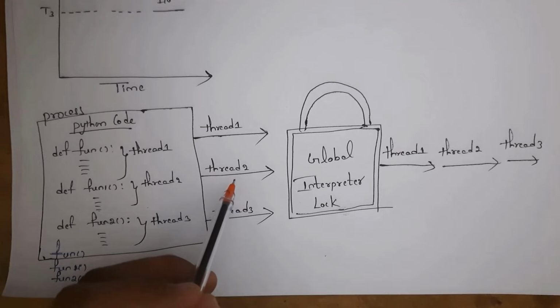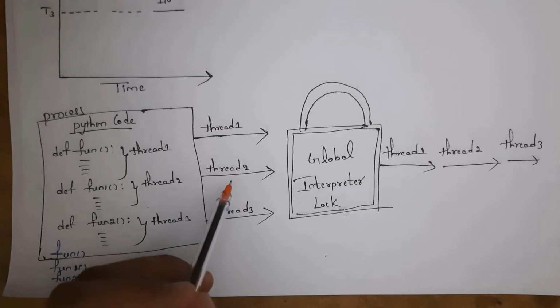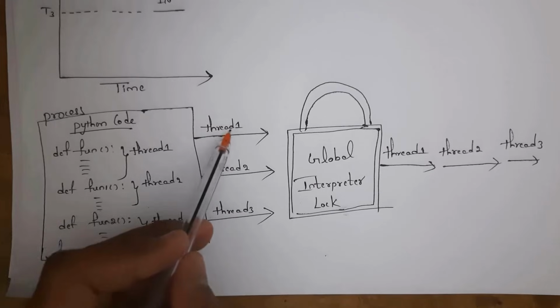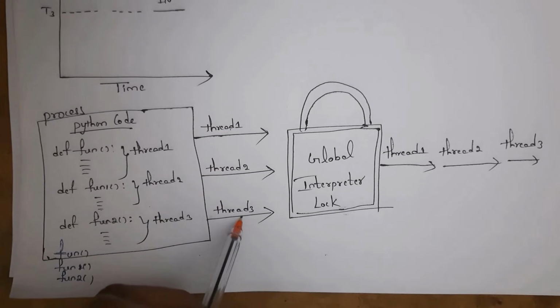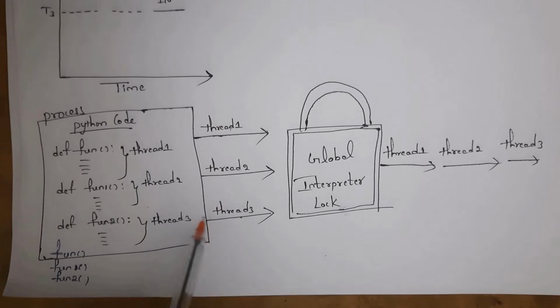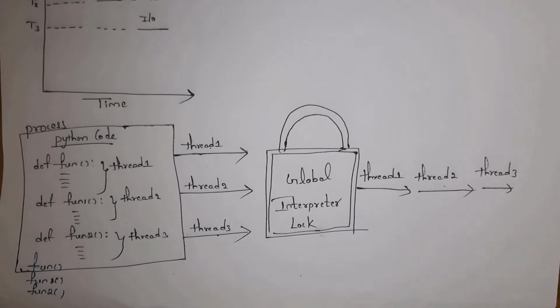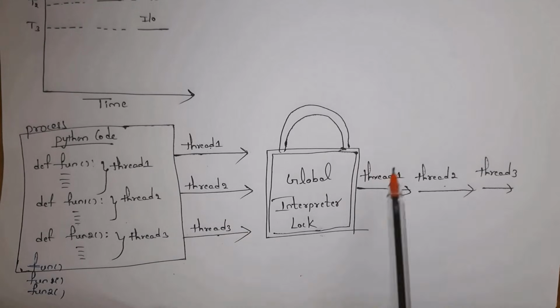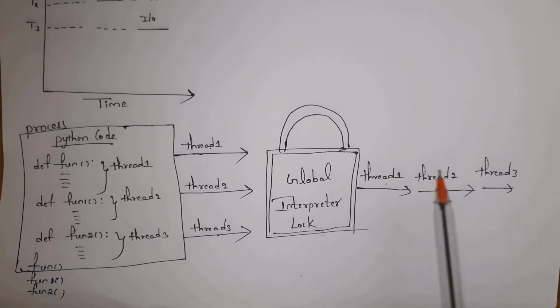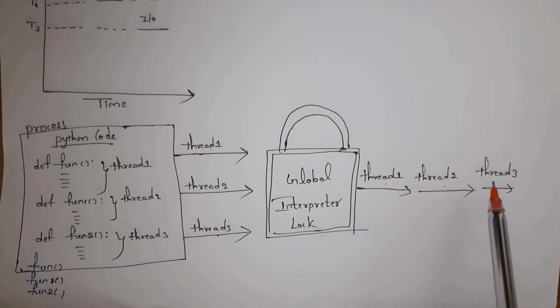And whenever it executes thread 2, the Python interpreter will apply a global lock on thread 1 and thread 3, and similarly at last it will execute thread 3. Whenever it executes thread 3, the Python interpreter will apply a global lock on thread 1 and thread 2. Whenever we pass 3 threads at a time, the global interpreter lock will execute only one thread at a time. So at first it will execute thread 1, after that thread 2 and at last thread 3.